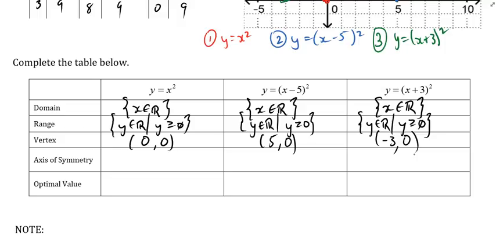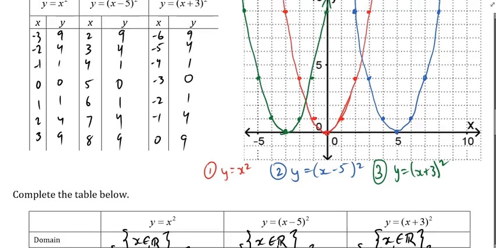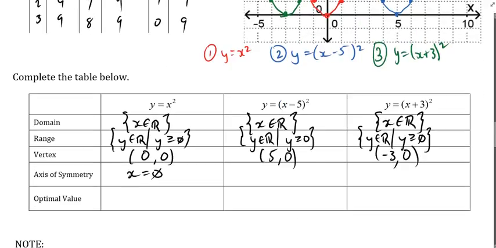Axis of symmetry. Well, that's based off the x value of the vertex, so it's x equals 0 here. What is it in the next one? If I look back, well, it's x equals 5, right? The last one, x equals -3. And the optimal value, that's based off the y value of the vertex and the range, so that part did not change. Minimum of 0, minimum of 0, minimum of 0.